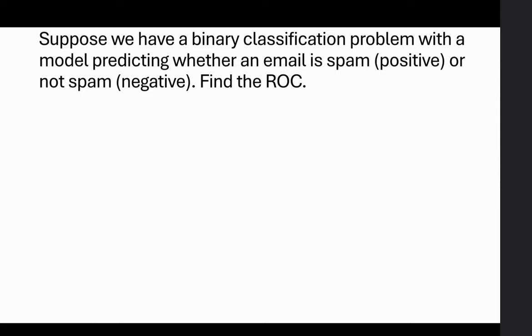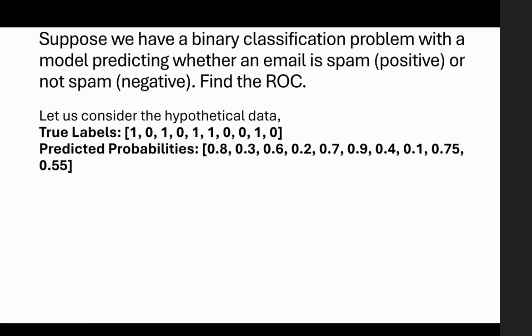The given problem is a binary classification problem. We are going to predict whether an email is spam or not spam, whether it is positive or negative, whether it is 0 or 1. We are going to find the ROC for this classification problem. Let us consider the labels as 1, 0, 1, 1, 0, 0, 1, 0. These are the true labels, and these are the respective probabilities predicted for them.